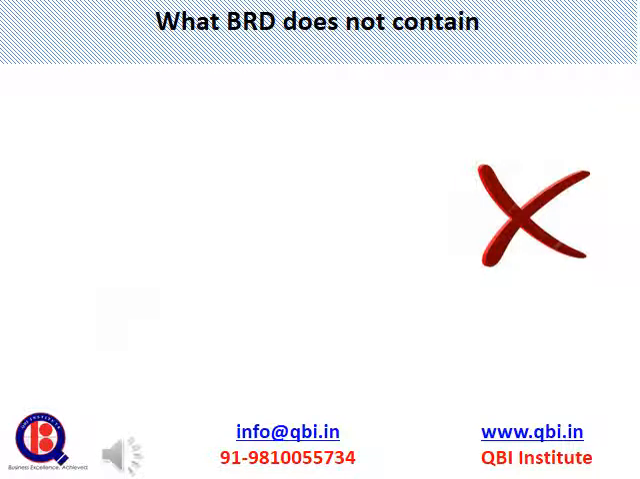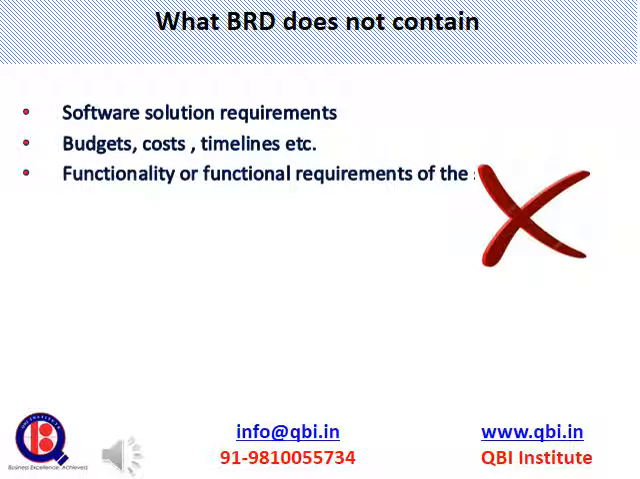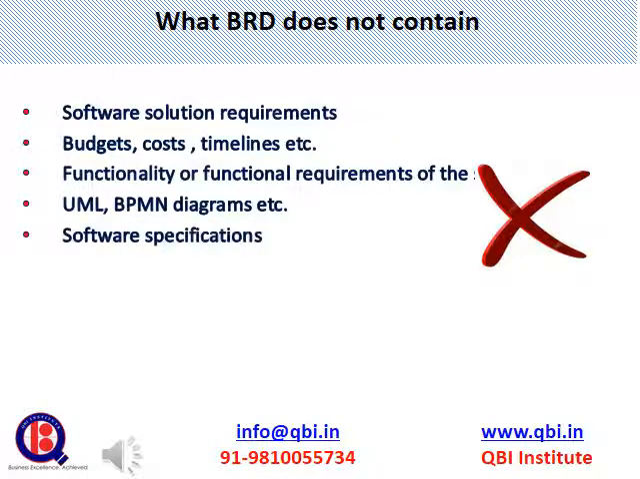What a business requirement document does not include is the following: software solution requirements, budgets, costs, timelines, etc. Functionality or functional requirements of the software, UML, BPM, and diagrams, etc. Software specifications, hardware specifications.